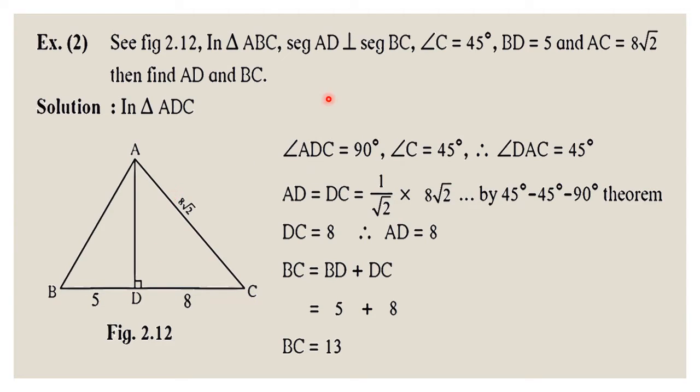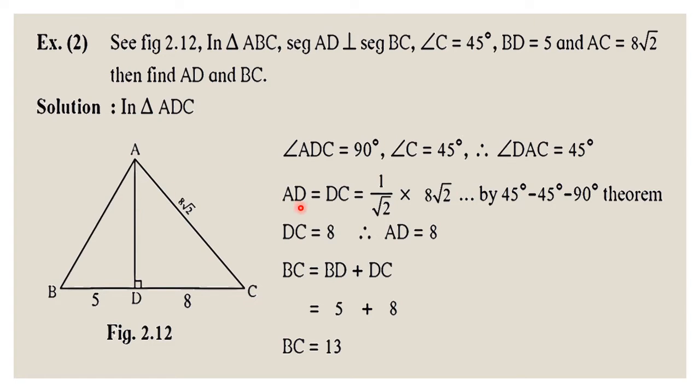In the question they haven't mentioned side DC, so that we can obtain using the 45, 45, 90 degree theorem. Angle ADC is equal to 90 degree, angle C is 45 degree, that means angle DAC is also 45 degree. Since it is 90, this is 45, then the third angle is also 45, because the sum of angles of a triangle is 180 degrees. So using that angle addition property, we can find the third angle to be 45 degrees.